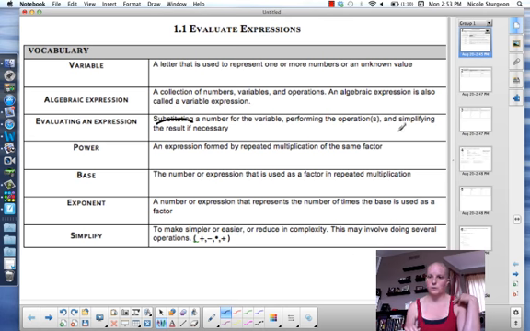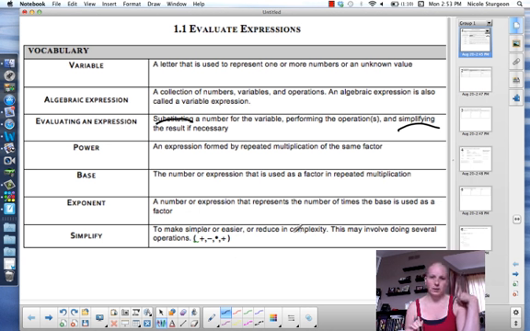Now let's talk about that word there. We use this word simplify, but we don't define it till down here. Take a peek. To make simpler or easier, to reduce in complexity. This may involve doing several operations. So the idea of making simple or simplifying is what we're going to be focused on.